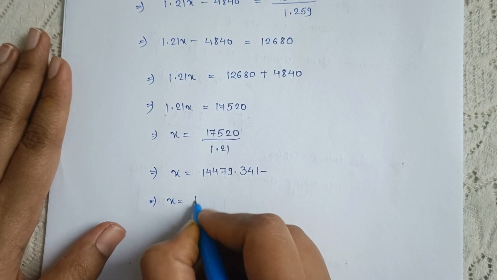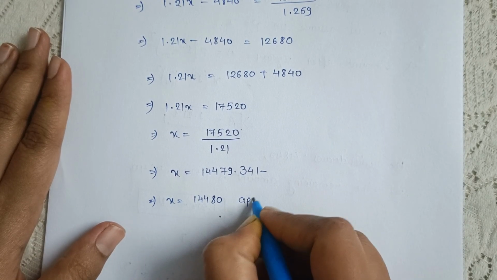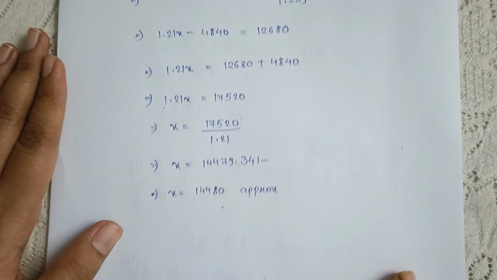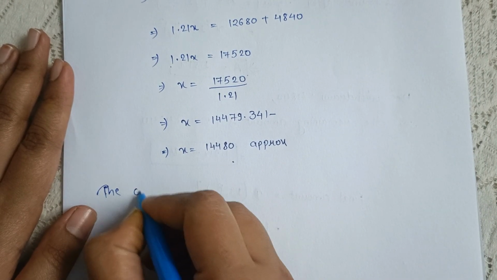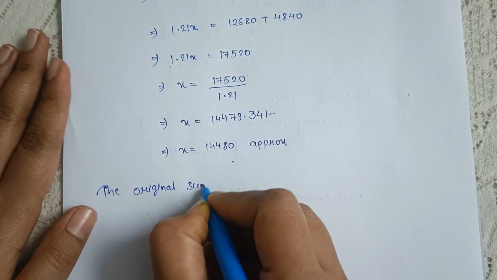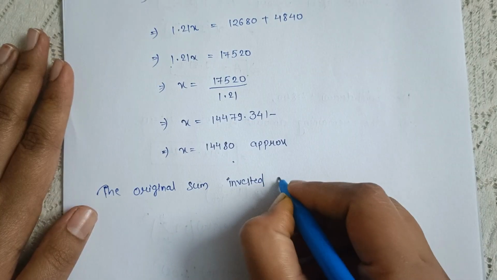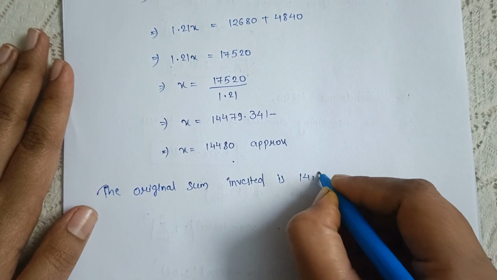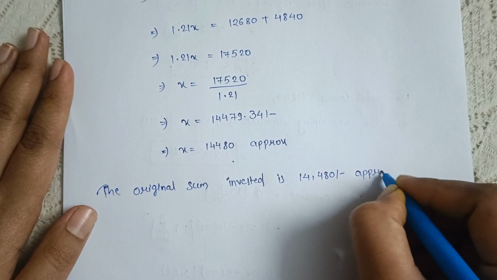X equals 14480 approx. Now, the original sum invested is 14,480 rupees approx. That's our answer.